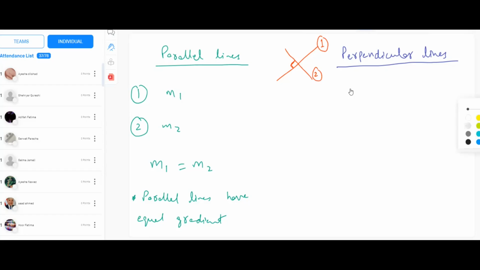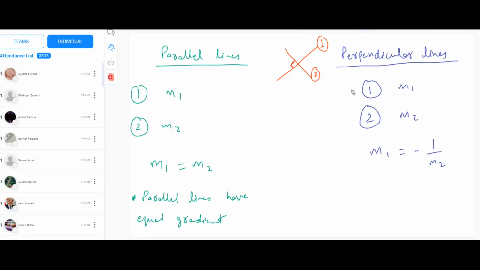अब अगर एक line का gradient जो है that is represented by, let's say, m1, और दूसरी लाइन का ग्रेडियंट हम रिप्रेजेंट कर लेते हैं m2 के साथ, तो there's a relationship between these two gradients and that is like this: m1 is equal to minus 1 over m2, right? Or you can say m2 is equal to minus 1 over m1. They're both the same things. एक ही बात है.